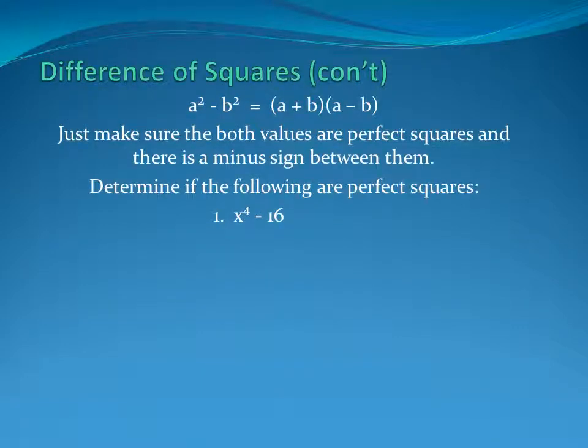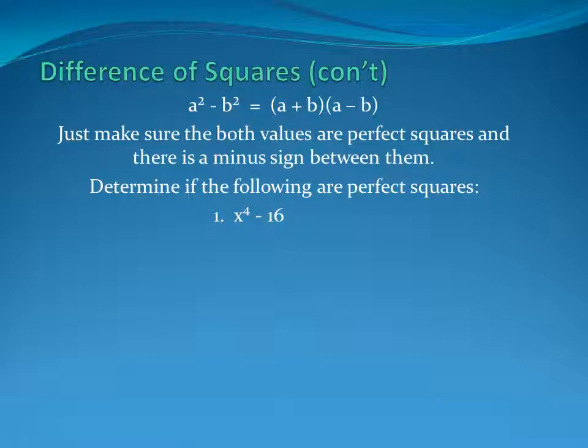Okay, let's continue with our difference of squares. We have a squared minus b squared is equal to the sum of a plus b times the difference of a minus b. If you forget, always put that formula at the top of your paper. Just make sure both values are perfect squares and there has to be a minus sign between them.